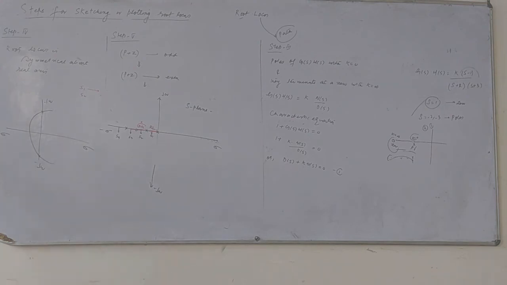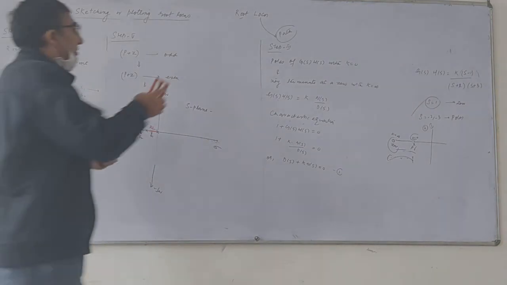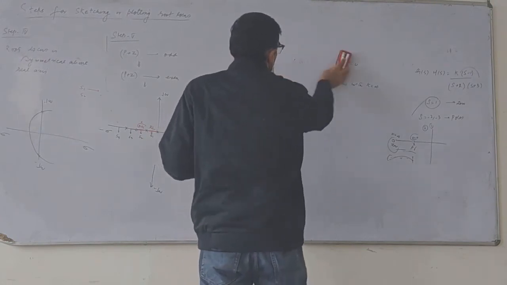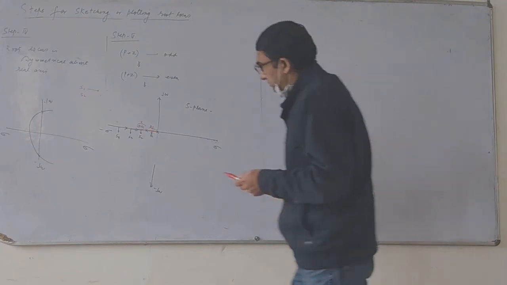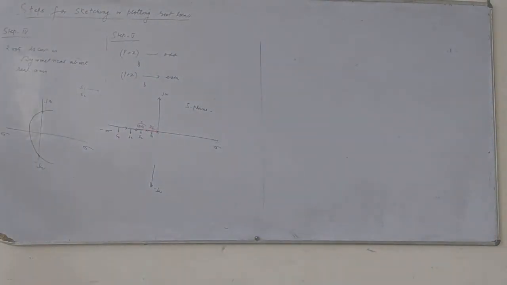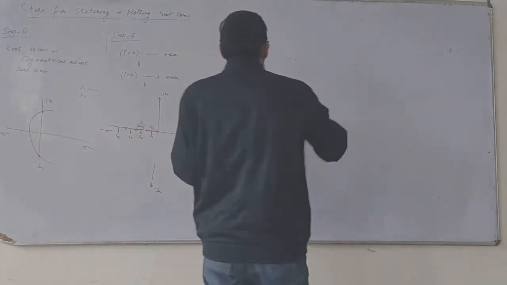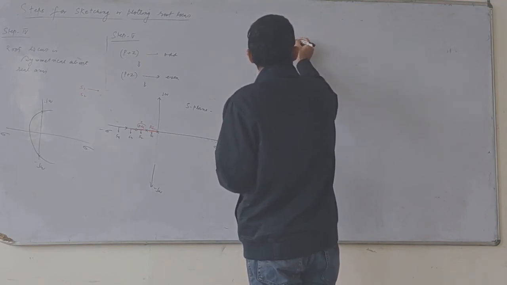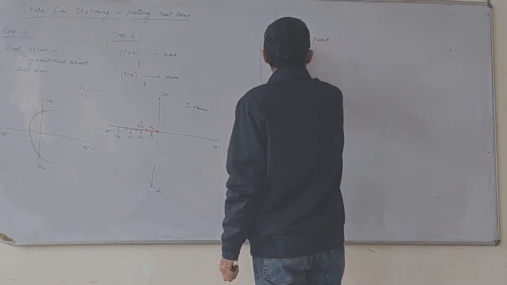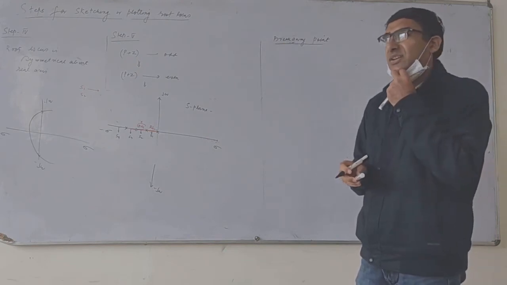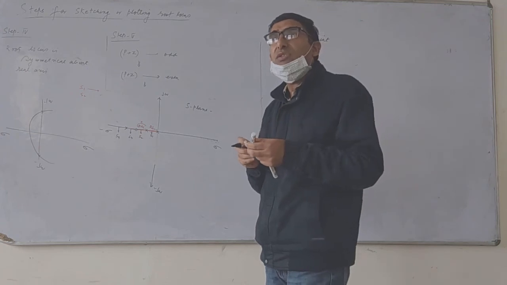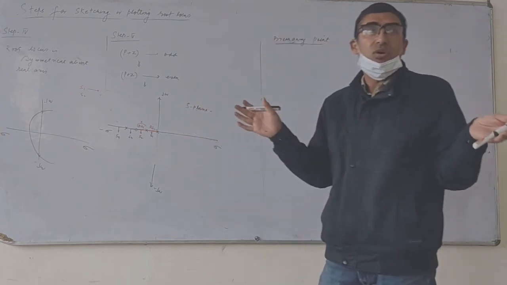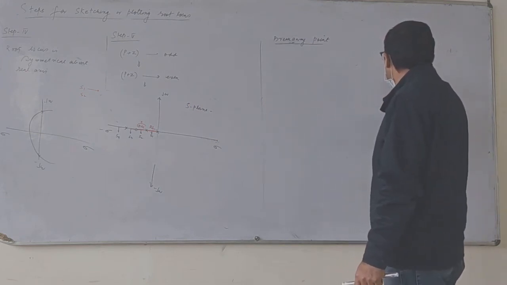Next point is the breakaway point. Very important. Step number 6. There are two points called breakaway and break-in points. Breakaway points are the points at which the branches of the root locus leave the real axis. What is a breakaway point basically? You have to understand it first. It's very easy. A breakaway point is the point at which the root locus will leave the real axis.